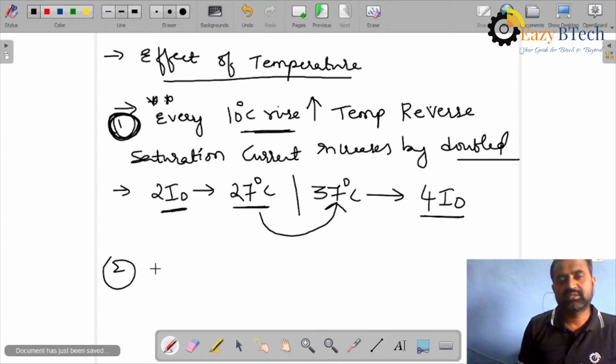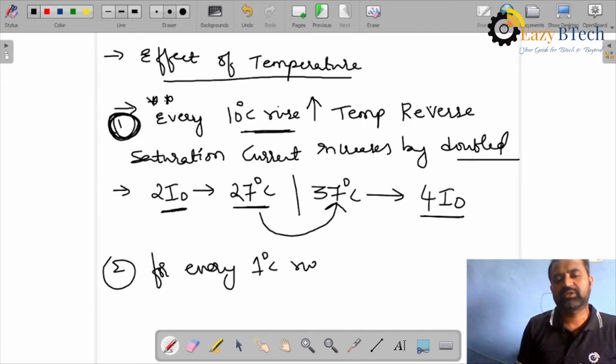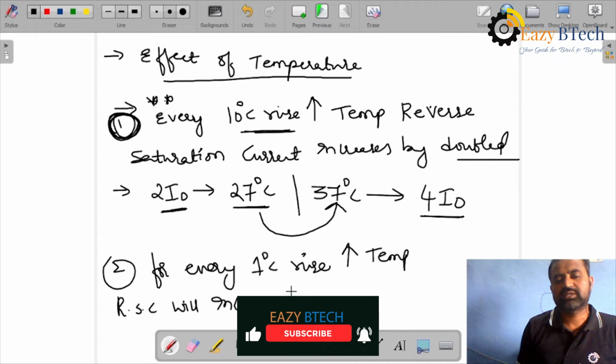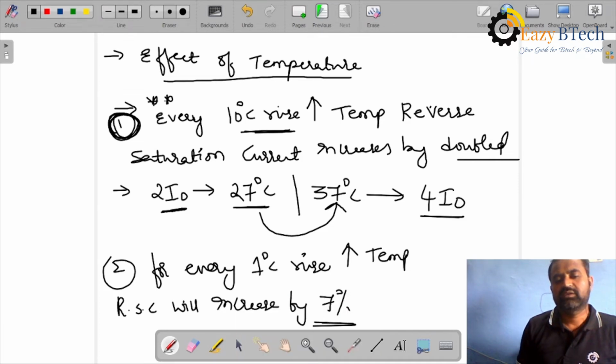And the second is, for every 1 degree rise in temperature, the reverse saturation current increases by 7%. For every 1 degree rise in temperature, reverse saturation current will increase by 7%.